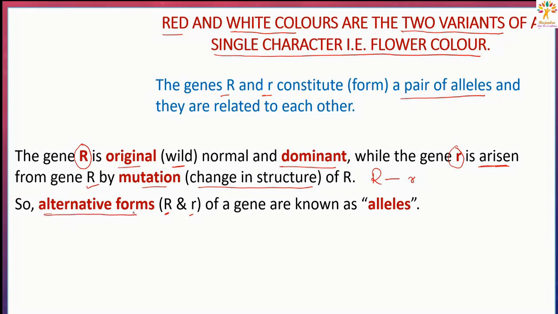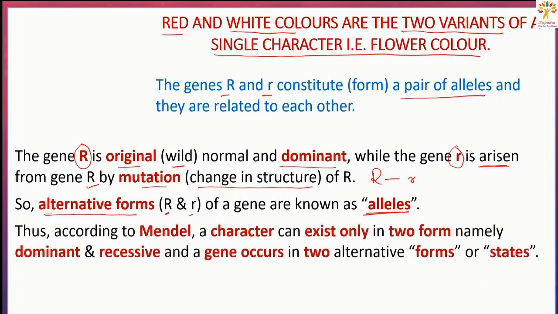So they are not different from each other. Being a single character, they are alternatives of each other. Thus, according to Mendel, a character can exist only in two forms, namely dominant form and recessive form. And a gene occurs in two alternative forms or states. That is, we have seen the dominant form or recessive form shown by capital R or small r.